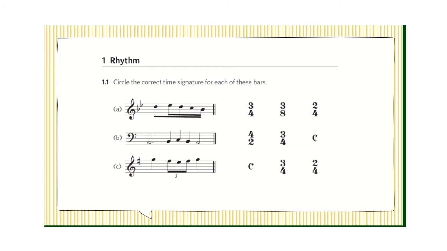Alright, let's take a look at the first question over here. Okay, we will start by reading the question together. Circle the correct time signature for each of these bars. Okay, so what is the keyword over here? The keyword is time signature. Okay, so what are the thinking steps for this question?